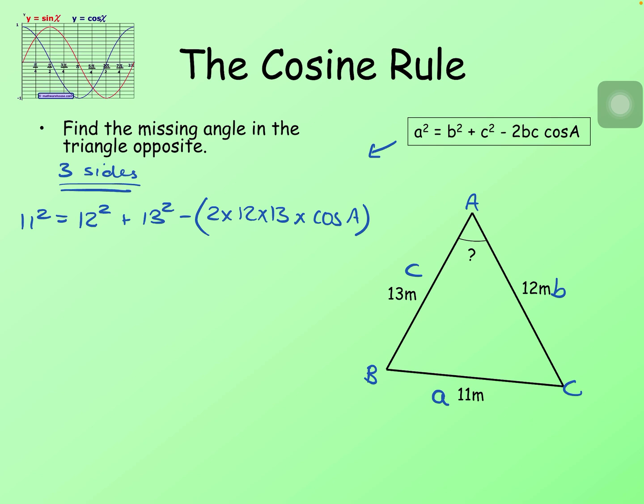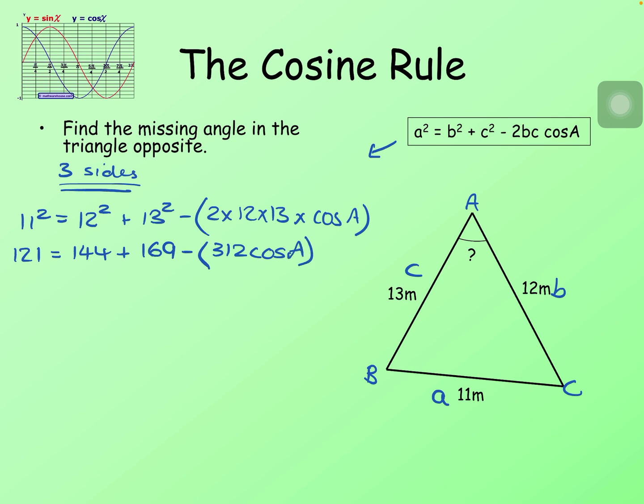So what we're going to end up with is an equation to solve. Now, I do want you to try and do this in stages. Do not try and put this into your calculator straight away. By all means, use your calculator, but make sure you're pressing equals for each little bit. So let's work out the bits that are nice and simple first. So 11 squared is 121. 12 squared is 144. 13 squared is 169. We'll do subtract. 2 times 12 times 13 will give us 312.